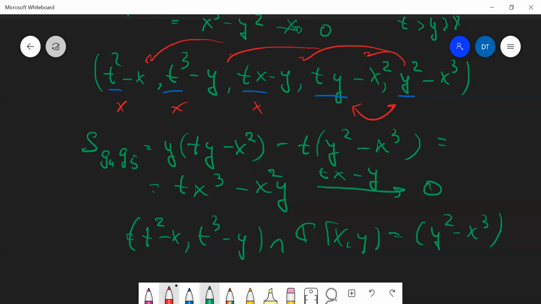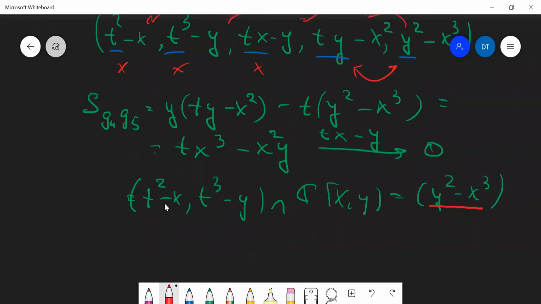The geometric meaning of this expression is that it is the equation defining the curve given by these two expressions. If you take x to be t squared and y to be t cubed, then it defines a curve on a plane, and this curve is given by the equation y squared minus x cubed equals zero.